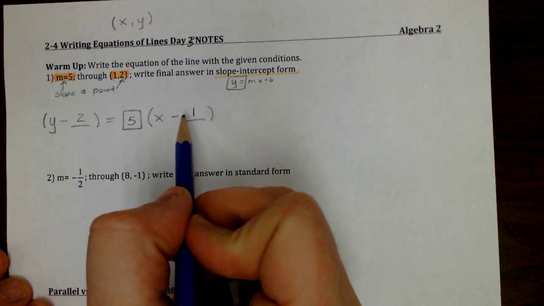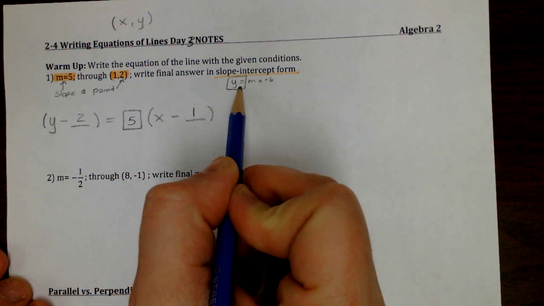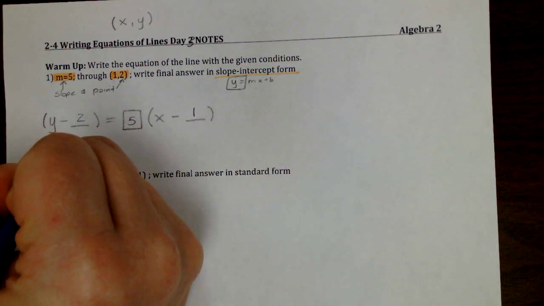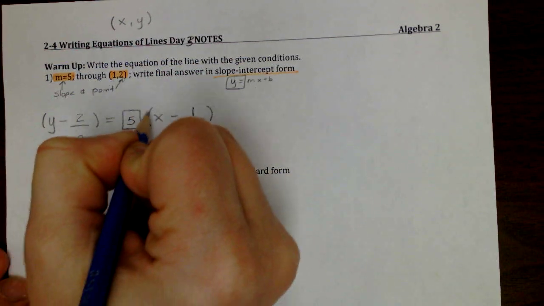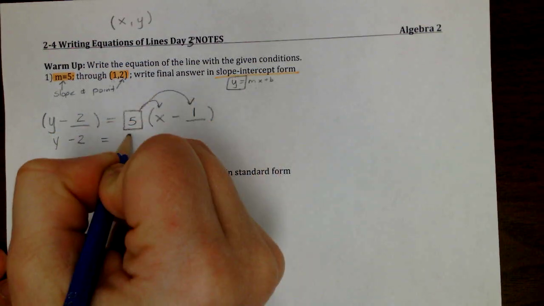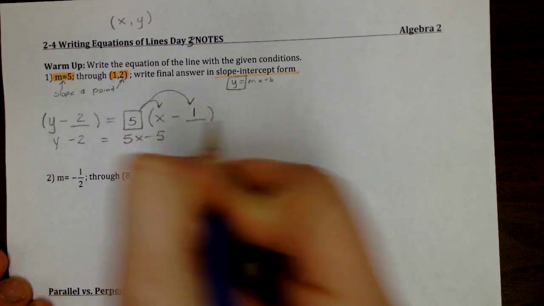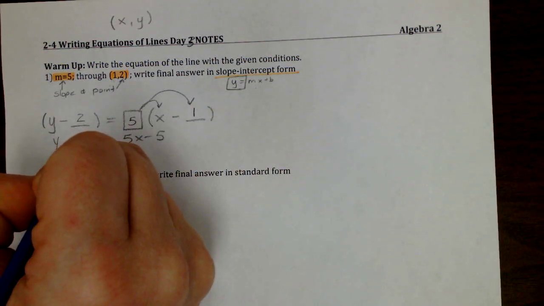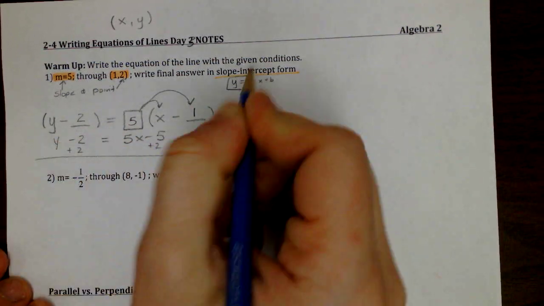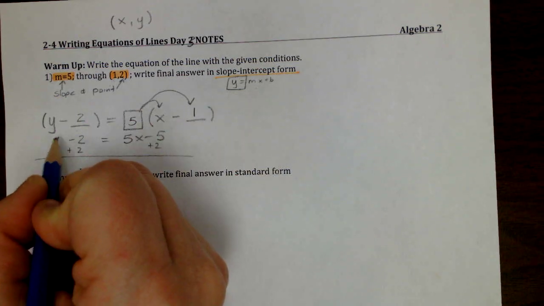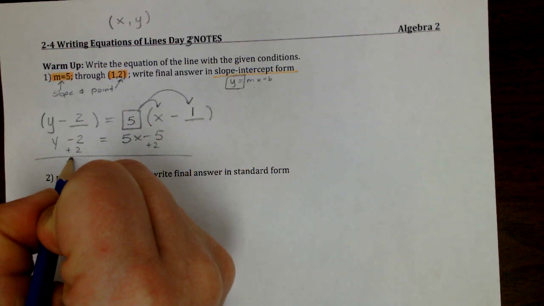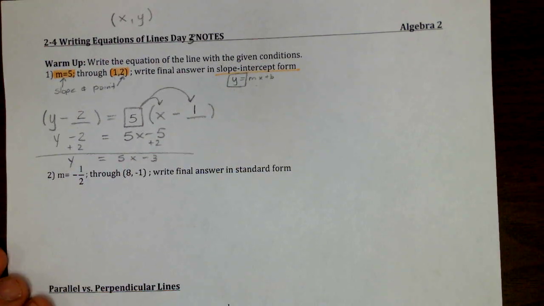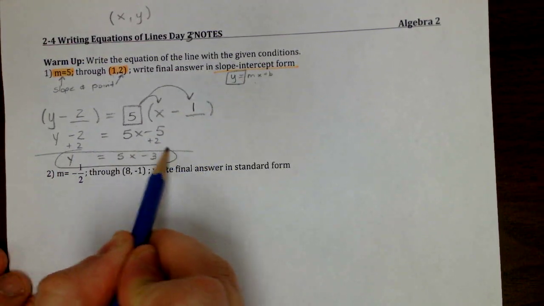Okay? So now think about where we want to go. We want to isolate y. So we're going to have to get rid of our parentheses. So y minus 2 is equal to distributing 5x minus 5. And then I'm going to add the 2 to the other side because remember, we want y equals. We want to isolate the y by itself. So now I've got y equals 5x minus 3. Final answer.